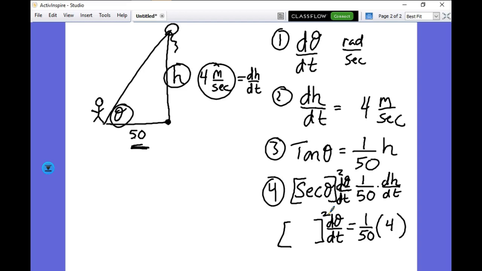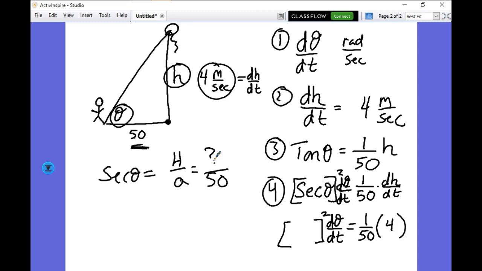Secant theta, hopefully you remember from your trigonometry class, is hypotenuse over adjacent. Now, I know what the adjacent is. The adjacent is 50, but I don't know the hypotenuse yet. But that's not a problem because I can find it.